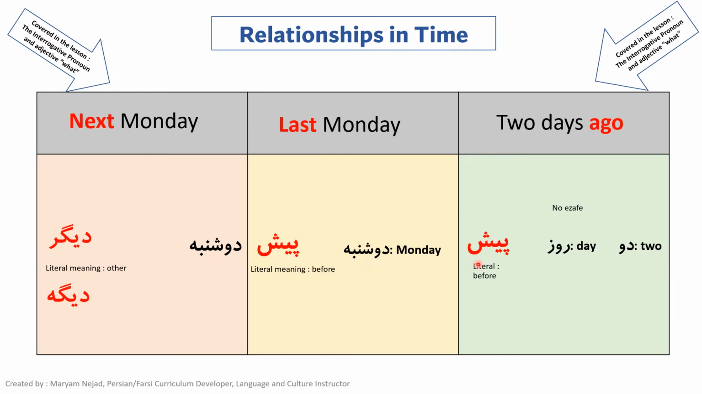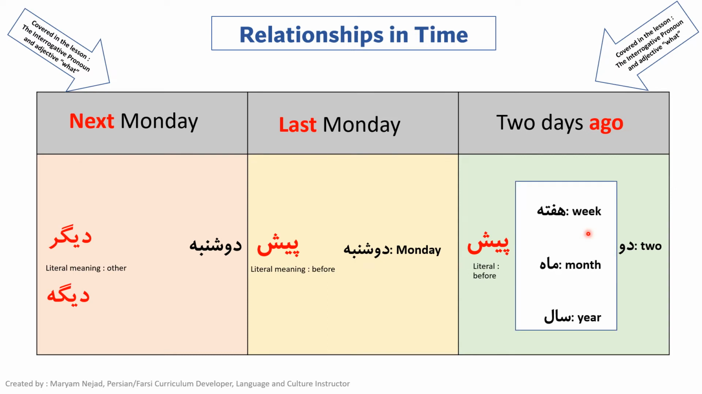دو روز پیش. Remember, no اضافه needed. No اضافه here, no اضافه here. The literal meaning of پیش means before, but in this case, it means ago. So دو روز پیش. And then we can replace دو with any other numbers, and we can replace روز with any other time vocab. For example, we want to say two months ago. دو ماه پیش. Two years ago. دو سال پیش.